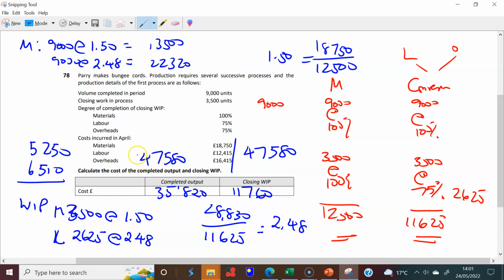So all we are doing is trying to value output as well as closing WIP, and we can only do that because these are partial. We need to turn everything into equivalent units to be able to do this. Okay, great stuff.